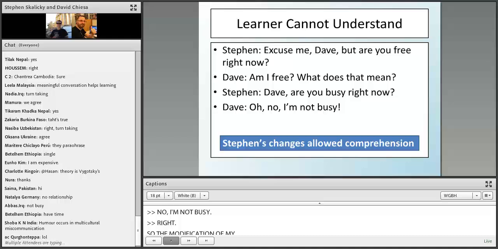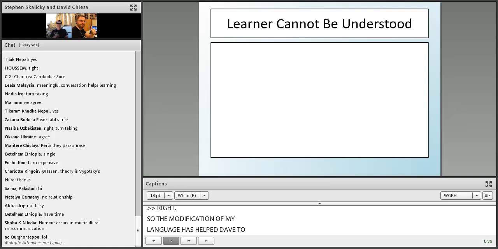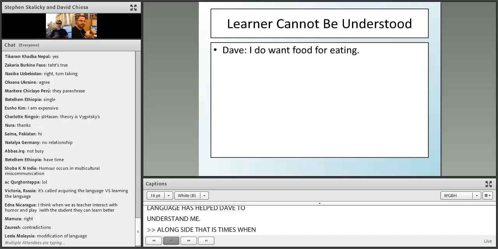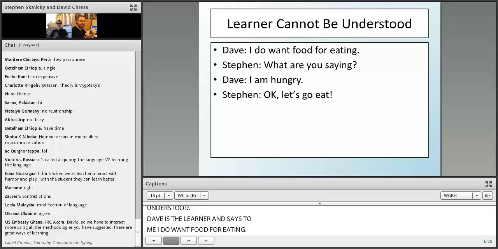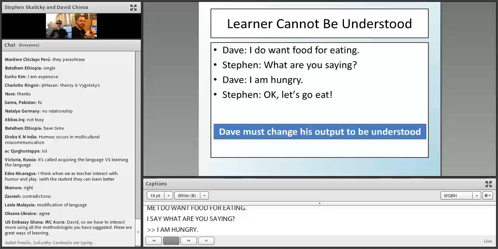Alongside of that is times when the learner cannot be understood. Dave is still the learner, and he says to me, I do want food for eating. And I say, what are you saying? I am hungry. Aha! Oh, well, let's go eat then, if you're hungry. So the learner in this situation had to change his output to be understood.